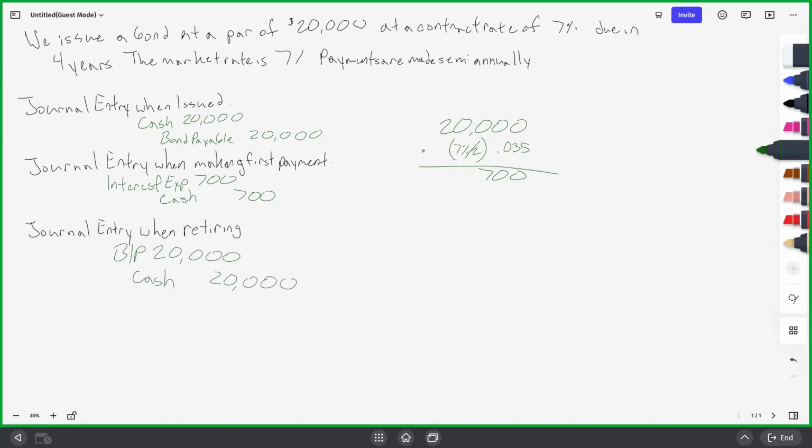Now, this is the one that's universal. This is the one I was talking about that's universal. Anytime you're retiring your bond, no matter if it's premium, discount, or par, it will always be this for retiring. Remember that. It's always just debit bond payable, credit cash. We're done, we're over, we can forget about it.